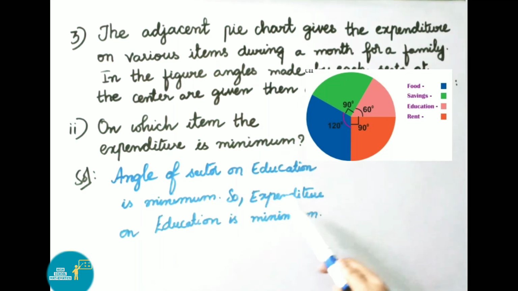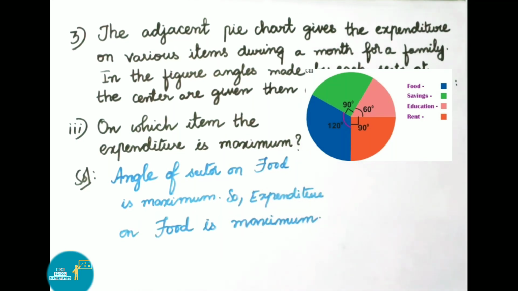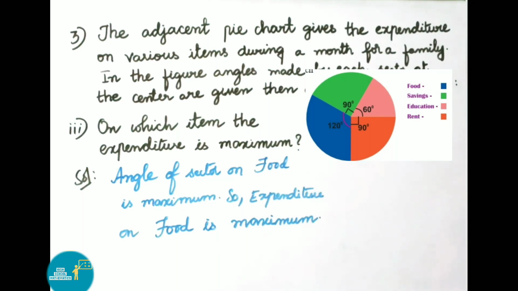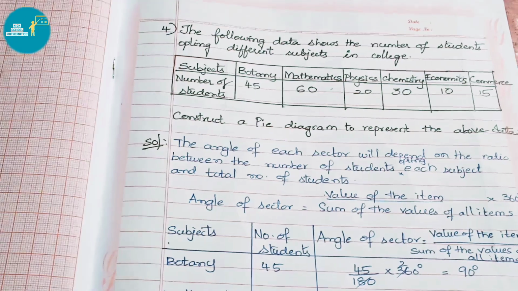So expenditure on education is minimum. See now third sum. On which item the expenditure is maximum? Let us see the solution. On observing the given pie chart, angle of sector on food is maximum. So expenditure on food is maximum.